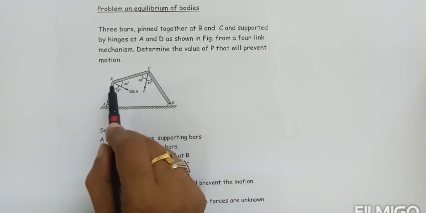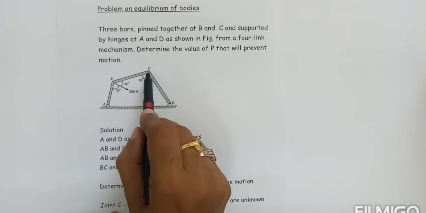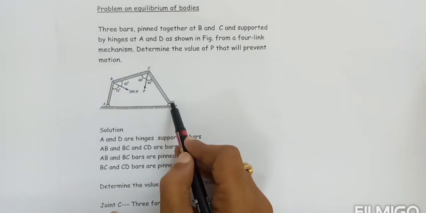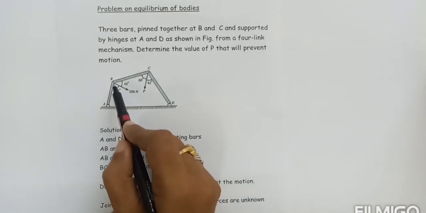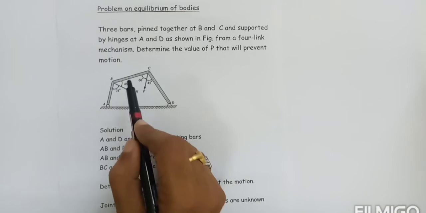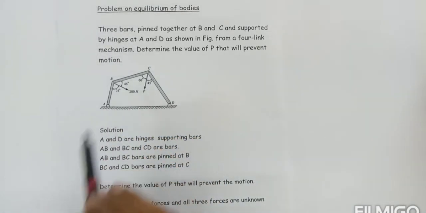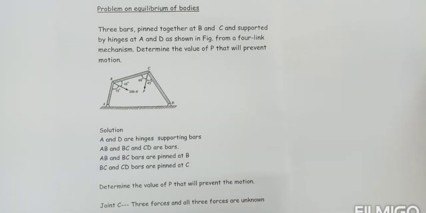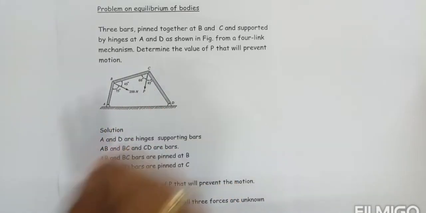At joint C we have 3 forces, that is the force in BC, the force in CD, as well as P, so 3 unknown forces. And at joint B we have 3 forces: the force in AB, the force in BC, and 200 Newton. So here 1 known force, 2 unknown forces. So we have to start with the free body diagram at B, not at C.